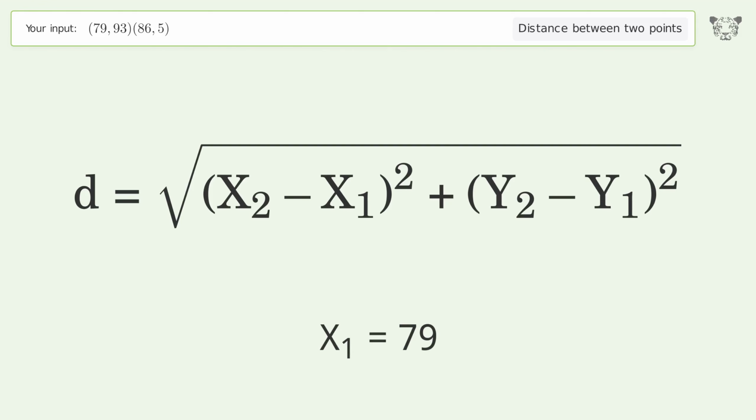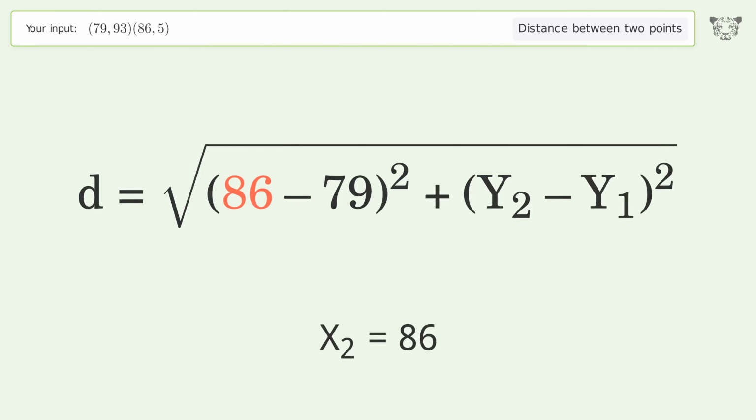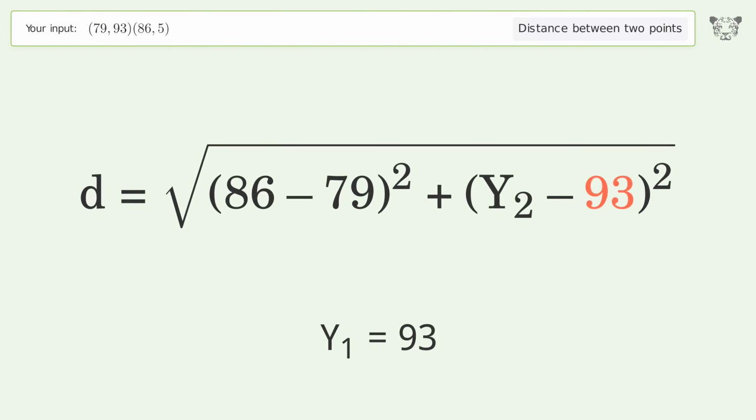x1 equals 79. x2 equals 86. y1 equals 93. y2 equals 5.